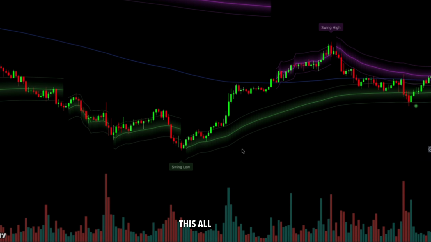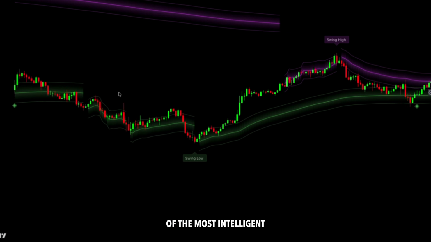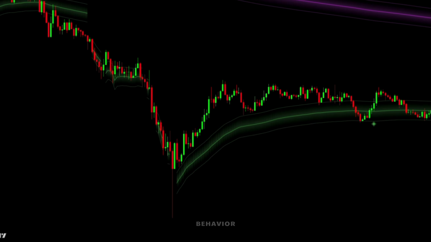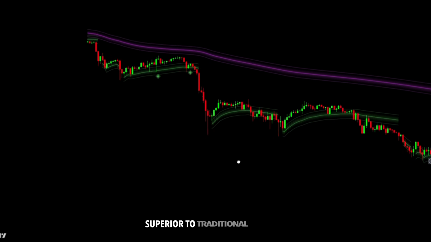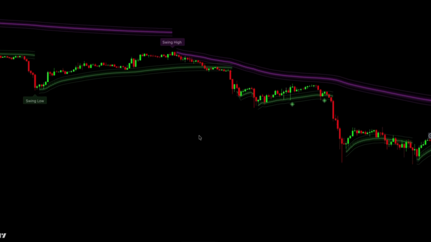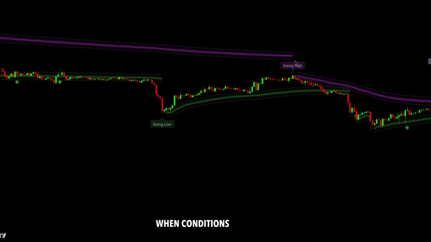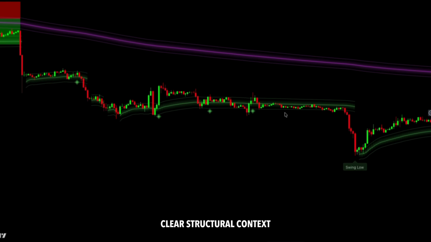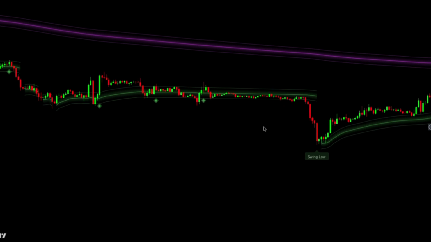All right, let me bring this all together and give you my final thoughts on the swing structure bands indicator. This is genuinely one of the most intelligent structure-based tools I have used. The fact that it adapts to real swing behavior rather than relying on fixed parameters makes it far superior to traditional channel indicators. The volatility filter ensures you are only getting signals when conditions are stable. The swing labels provide clear structural context, and the visual presentation is clean and easy to interpret.